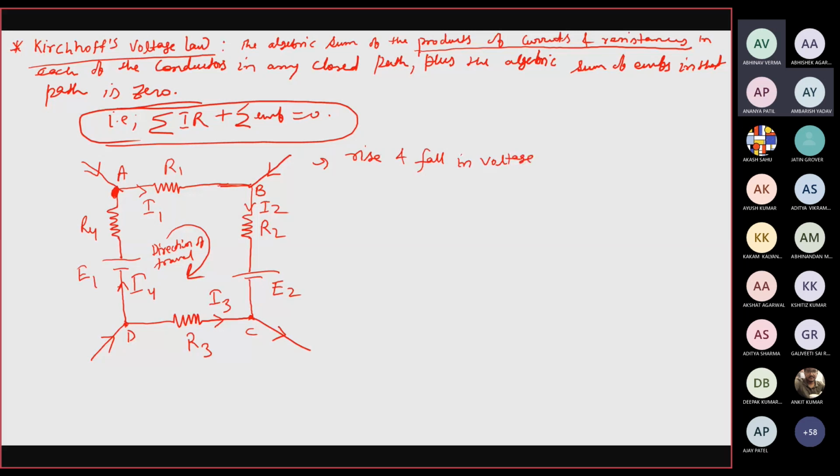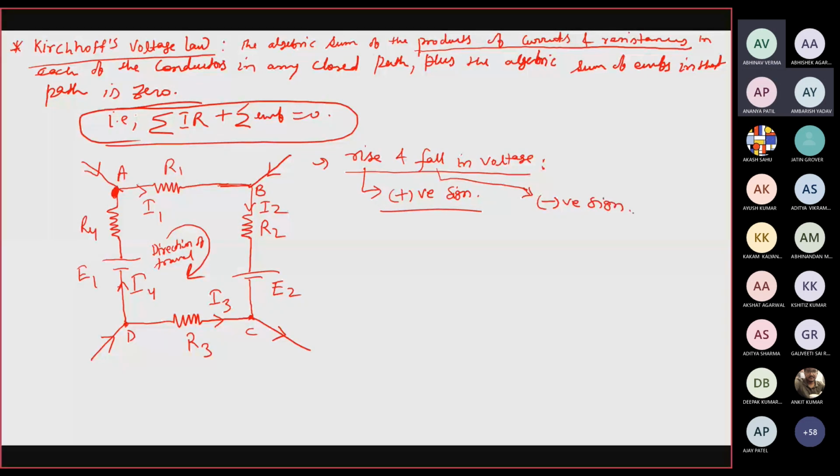These are actually very basic things. I hope that all of you know, but I am repeating these things in order to make you understand in a better way, so there is no difficulty understanding later. Rise and fall in voltage, you have to understand this concept. So a rise in voltage should be given a positive sign, right? And a fall in voltage should be given, this is just a convention, a negative sign.